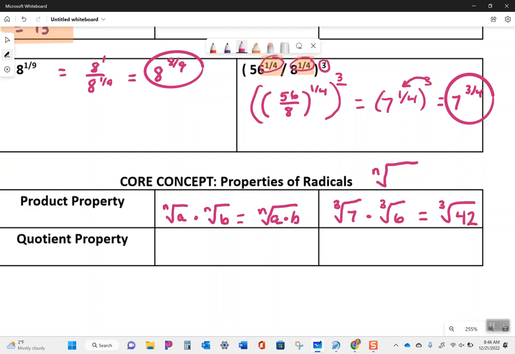So, quotient, same kind of thing. If you have the nth root of A divided by the nth root of B, then this is going to equal the nth root of A divided by B, like so. Okay, so let me just give you an example. Suppose I've got the 3rd root of, I don't know, 60 over the 3rd root of 6. This is going to equal the 3rd root of what? 10. 60 divided by 6 would be 10. So those are some examples right there with that.